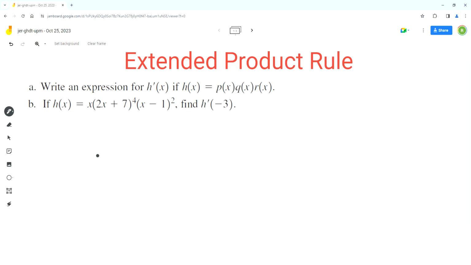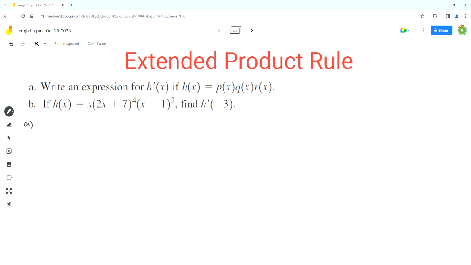So in this video, we'll solve this problem using the extended product rule. So let's start with part A. In part A, we have to write an expression for h prime of x if h of x is equal to p of x times q of x times r of x.